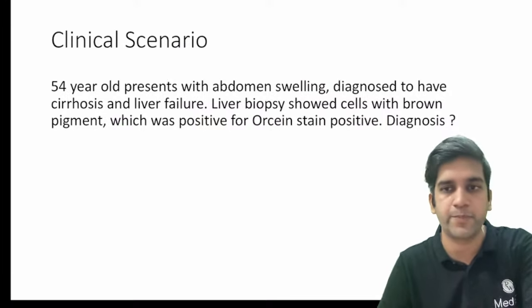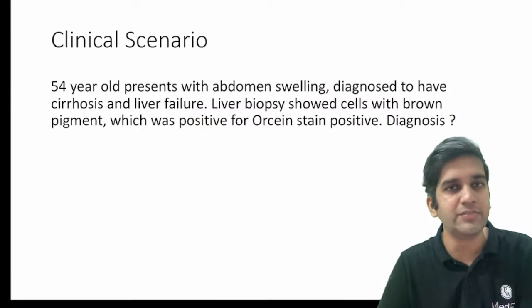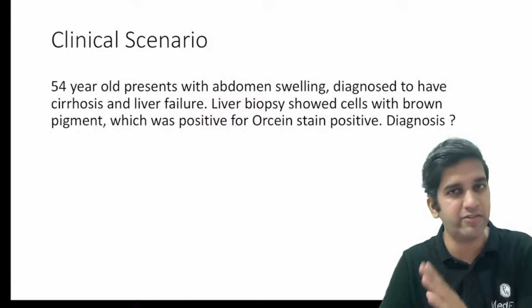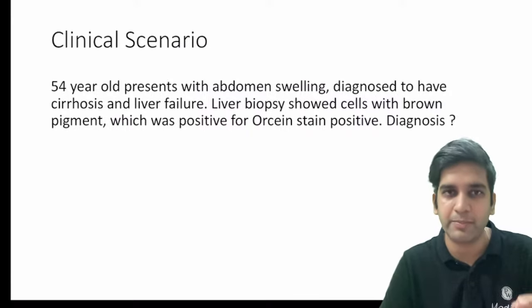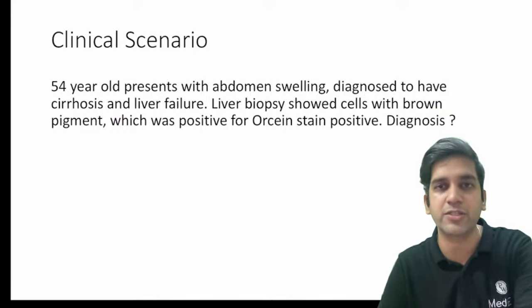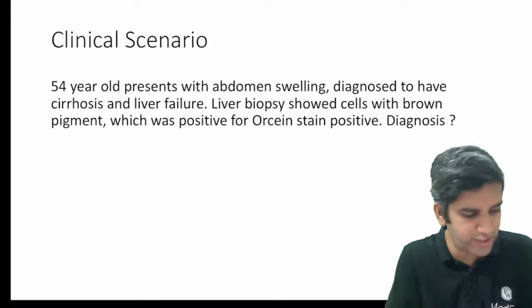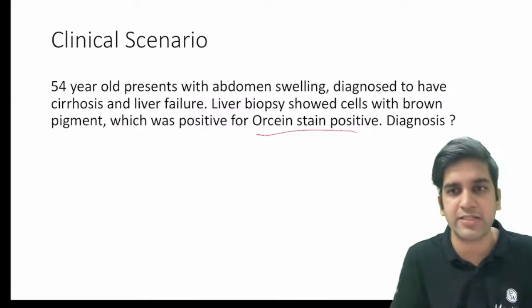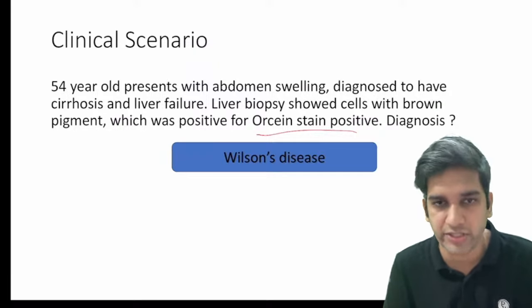Okay. Next. It's a simple one. A 54-year-old, same history, abdomen swelling, diagnosed to have cirrhosis with liver failure. Liver biopsy shows brown color pigment, but it is positive for orcein. Diagnosis? I didn't change anything. I just changed one thing. The entire diagnosis changes. That's your classical Wilson's disease, right?